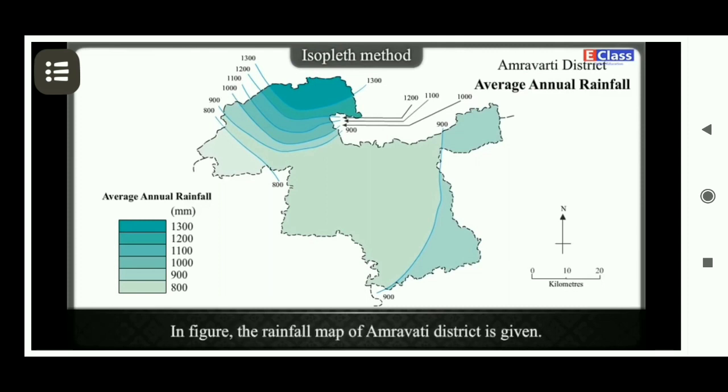In figure, the rainfall map of Amravati district is given. Read the map in detail and answer the questions. In which part of the district is the rainfall more? In which direction is the rainfall decreasing? What is the lowest value of the rainfall in the district?